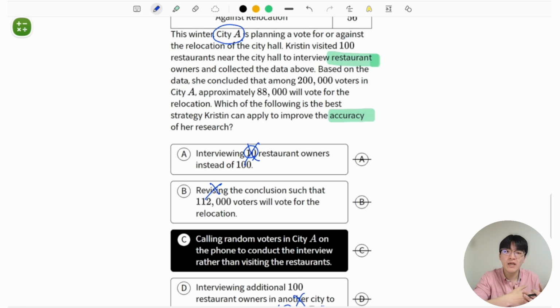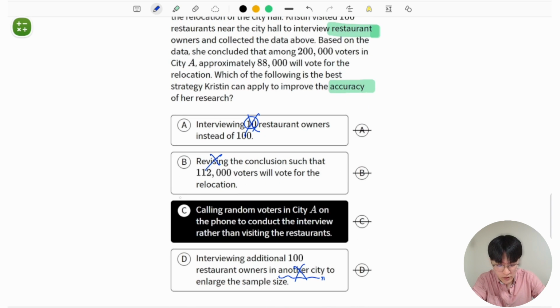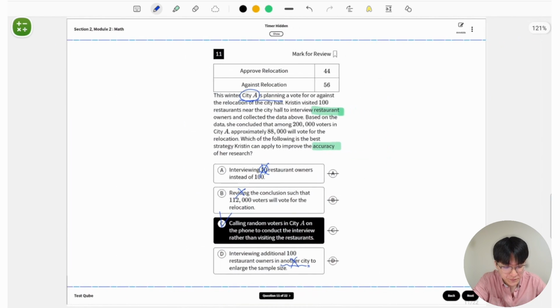What we want to do is make sure that, since we're trying to find City A's vote for or against, in order to improve the accuracy, we only ask random people in City A, not specific people that might have an opinion towards it. Which is why answer choice C is correct.